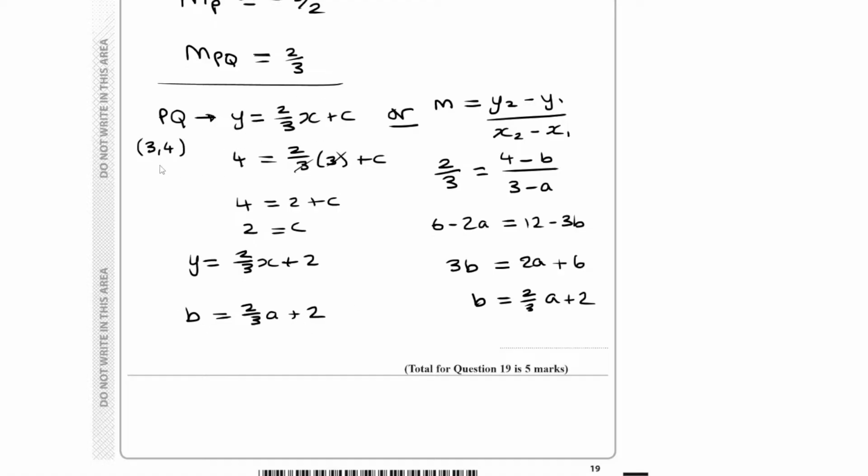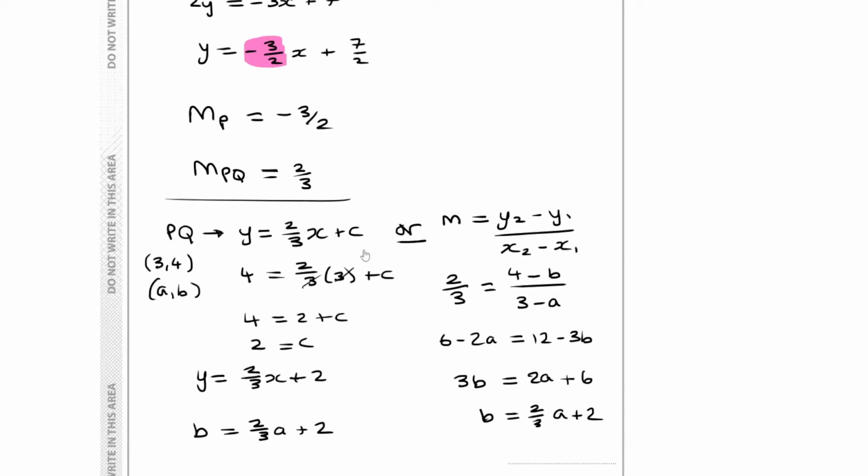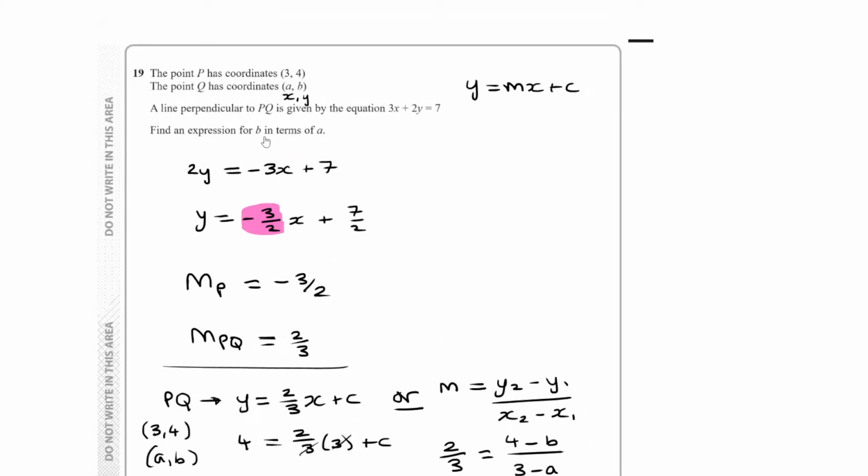If I had subbed in A and B directly, I would have also still had a C, wouldn't I? Unless you wanted to rearrange it to make C the subject and then sub that back. I don't know why you would do that. I wouldn't even bother with that. But you might end up with still having C in it, and we don't want to have any other letters because they have just said in the question, find an expression for B in terms of A. That means only B and only A. So I just subbed in the 3 and the 4 to work out, instead of writing the letter C, the number for C. I don't know if that answers your question.